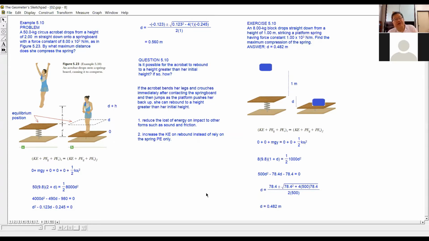Not only change in gravitational potential energy, but also kinetic energy, because when you reach the very top, the kinetic energy is zero. When you are somewhere at the equilibrium position, you are the fastest. Then after that, you have to compress the spring. So this problem involves all the three factors. Earlier on, not all the three factors involved, right? Okay, right. You read this problem 5.10.